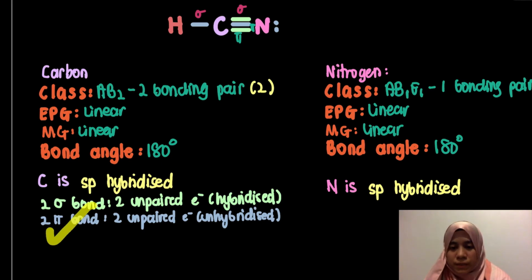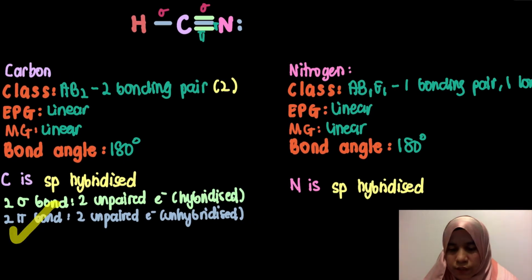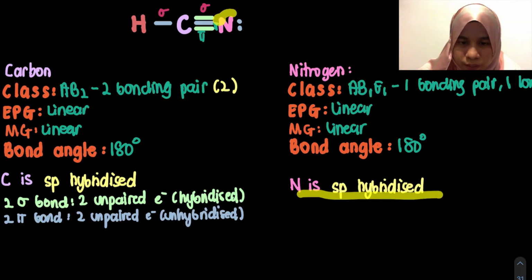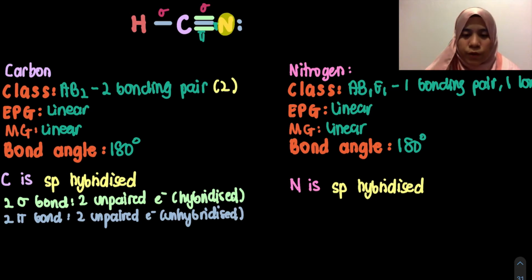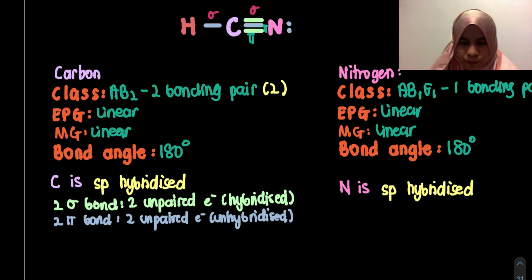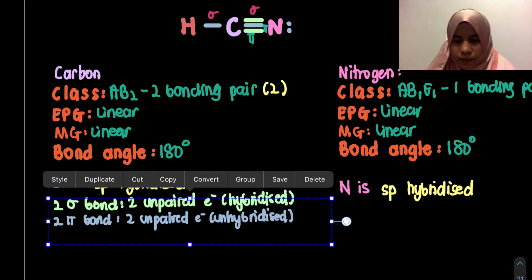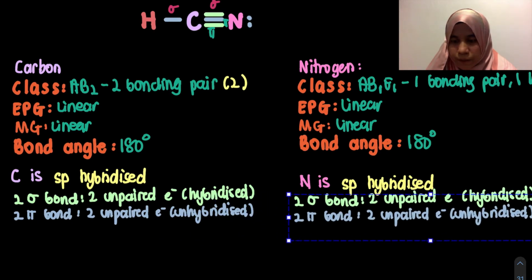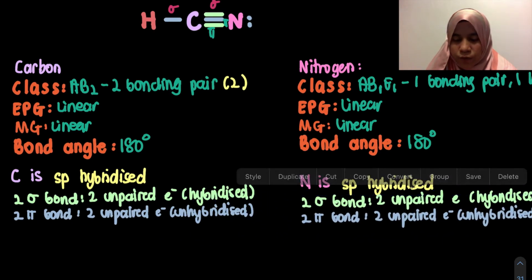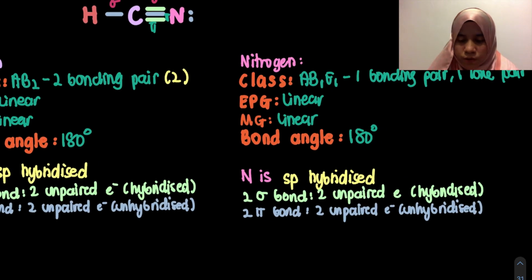Yang nitrogen ni macam mana pula? Okay, kalau yang nitrogen ni, tengok, nitrogen dekat sini, dia only has 1 sigma bond. Satu saja. Nitrogen ni ada 1 sigma bond dengan 2 pi bond. So, apa yang Miss akan tulis? Hari ni Miss copy balik. Okay, tapi yang beza dia, kat sini, dia bukan 2 sigma bond. Dia ada 1 je sigma. So, padamlah. So, dia jadi 1 sigma bond, 1 unpaired electron.